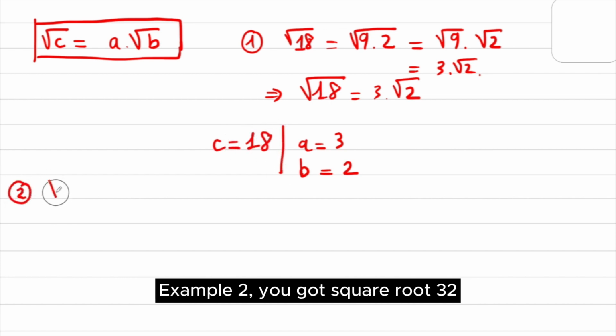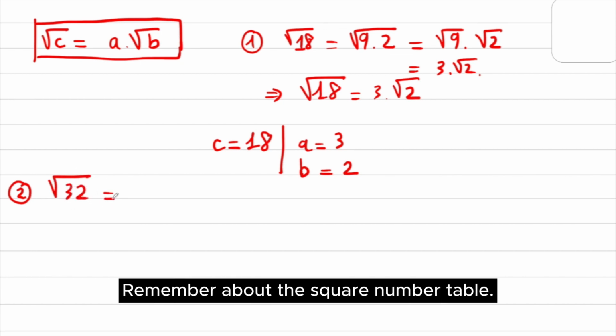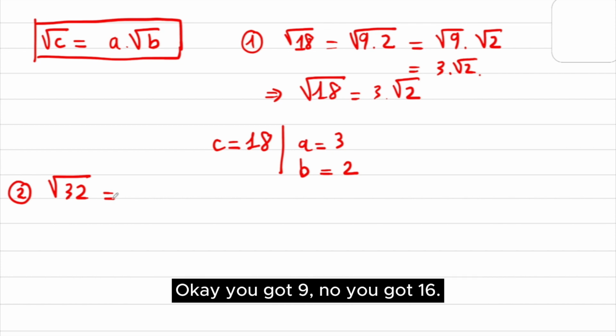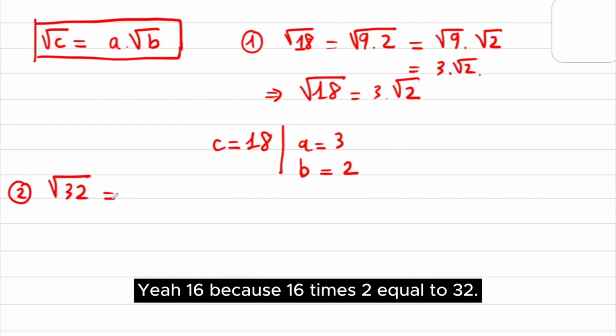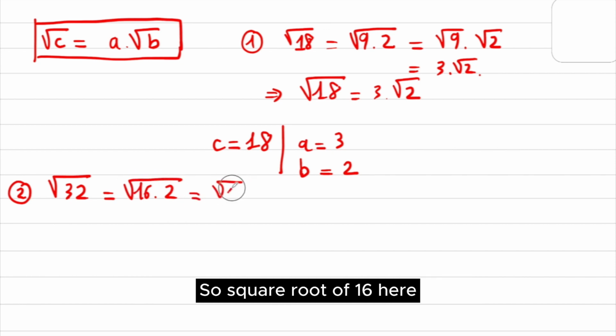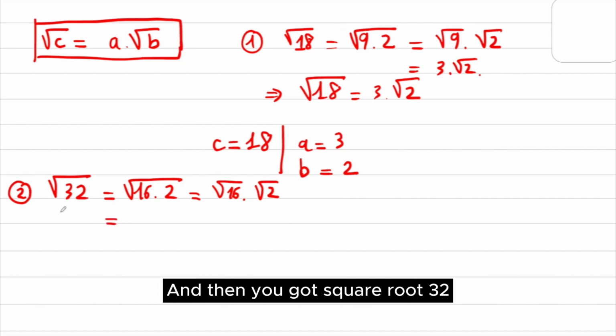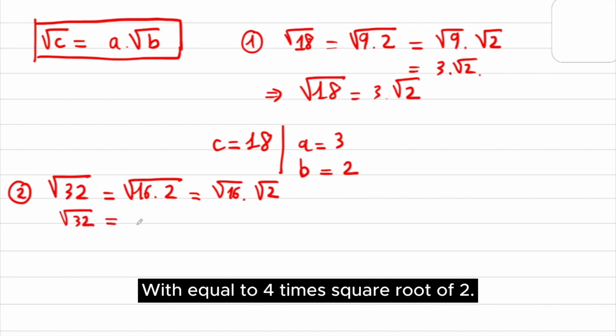Example 2, you got square root 32. Remember the square number table. You got 4. Okay, you got 9. No, you got 16. Yeah, 16, because 16 times 2 equals 32. So square root of 16 here and square root of 2. And then you got square root 32 equals 4 times square root of 2.